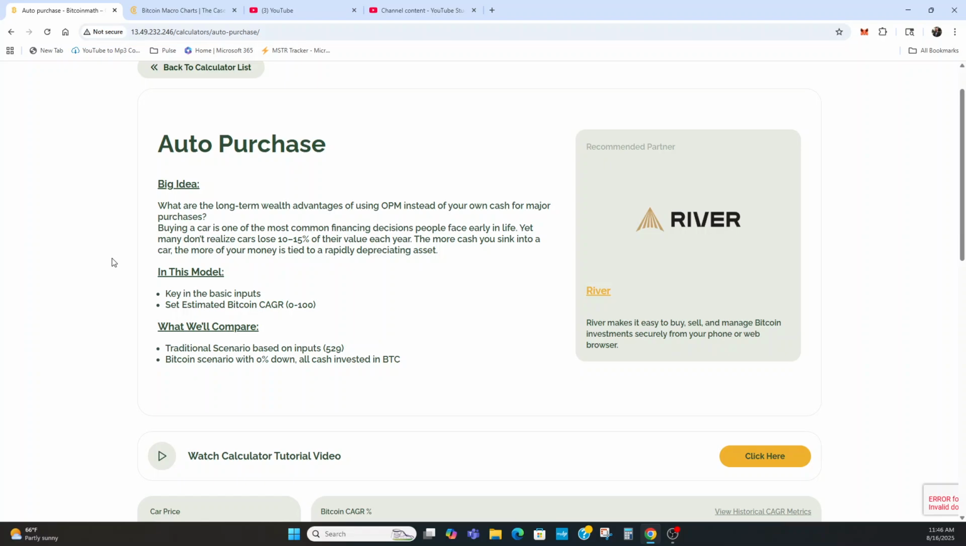So that's what we're going to look at here: instead of putting down whatever cash you have saved for your car purchase, what if you opted for the 0% down option in exchange for a higher monthly car payment, and you converted your cash into something that might generate a better return, like Bitcoin or even gold or stocks or something else? That's what we're going to look at here.